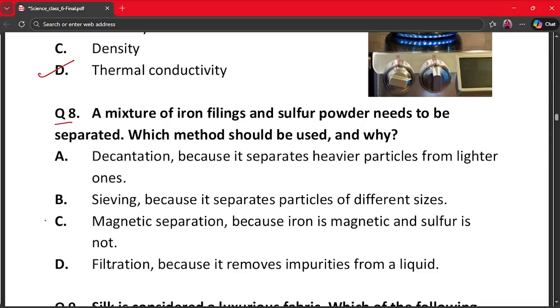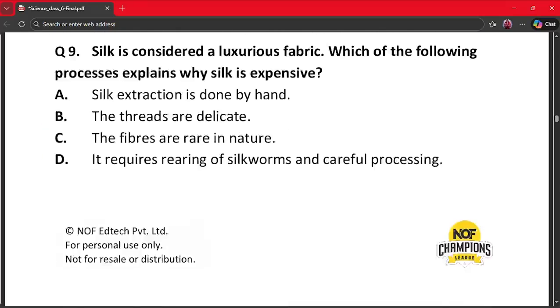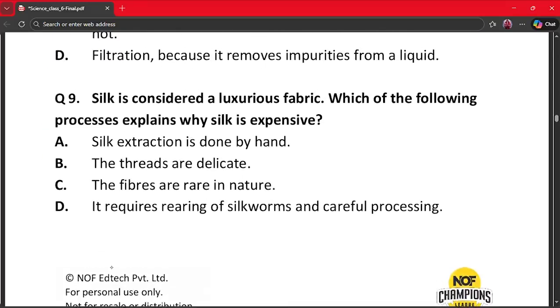The correct answer is option C. Iron is magnetic, sulfur is non-magnetic, and a magnet attracts iron filings only. Sulfur remains behind. This method is simple and also effective. Hence, magnetic separation is the correct answer. The next question is question number 9.